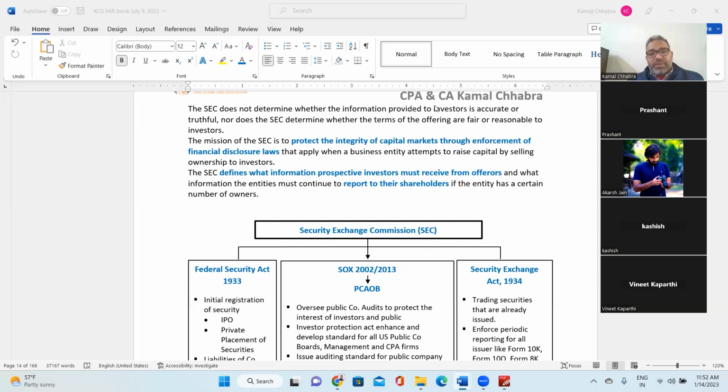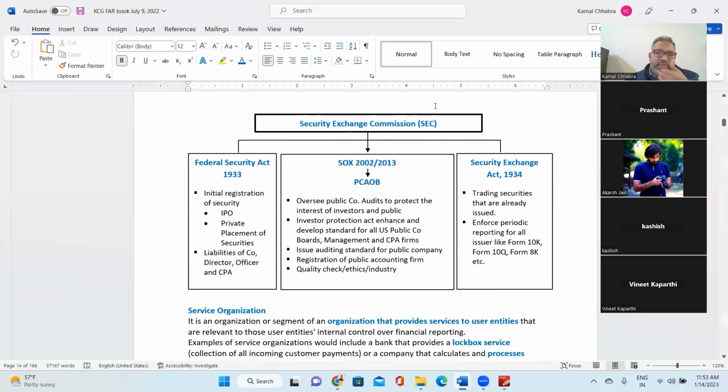The SEC defines what information prospective investors must receive from the offerer, and what information the entity must continue to report to its shareholders if the entity has a certain number of owners. So what all disclosures are required for an IPO, the forms and templates, are defined and issued by the SEC, right? Same way, once you get registered with the IPO, then the 10K format, 10Q format and 8K format are defined by the SEC, in which the company needs to provide information to the users of financial statements, right?